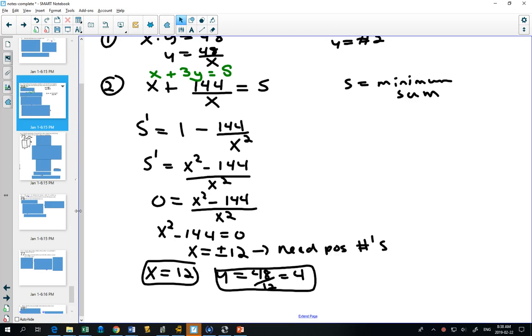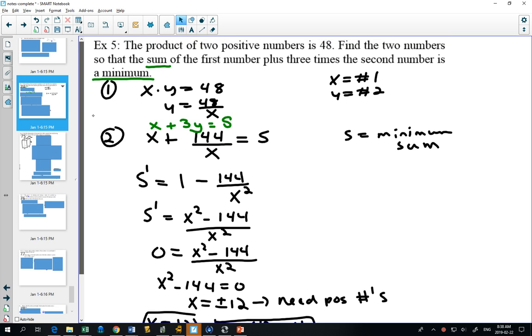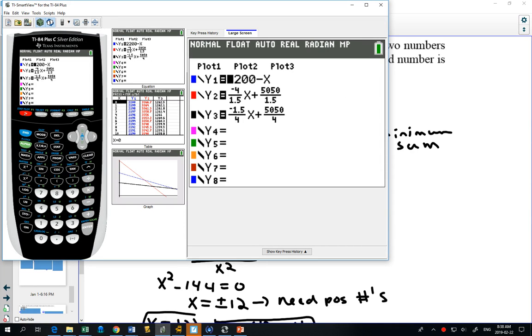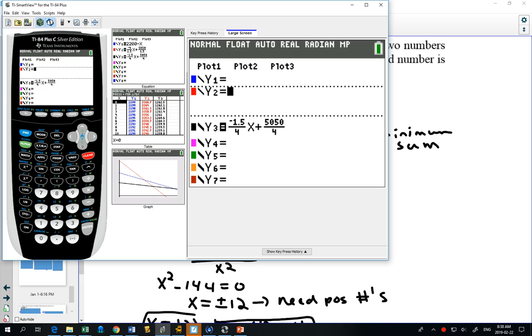If it said the second number was, right, we're finding the sum is a minimum. If it was a maximum, okay, so now if we look at this equation that we made, x plus 144 over x, the reason they said minimum, and you're going to see it in a second here, so I'm going to go to graph, clear everything out here.